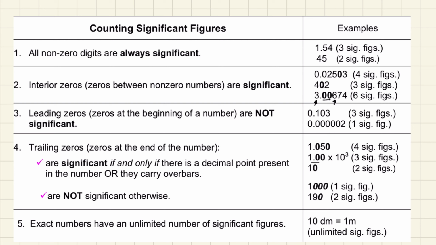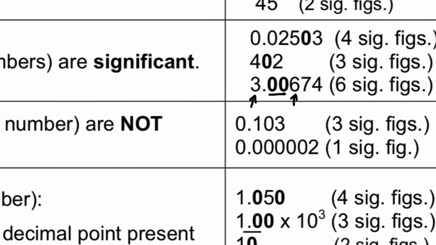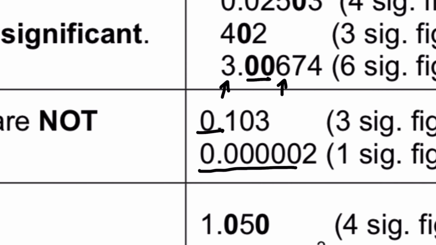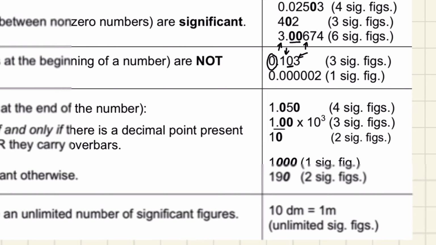Leading zeros, or zeros at the beginning of a number, are not significant. In comparison to these interior zeros that are between two non-zero numbers, all of these are just in front of the number, and for this reason we do not count them. However, keep in mind the pattern we just learned in the previous principle: while we don't count this one because it's a leading zero, because this one's between two non-zero numbers, we do count it. So always keep that in mind.